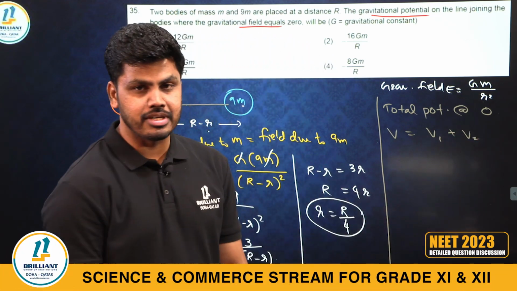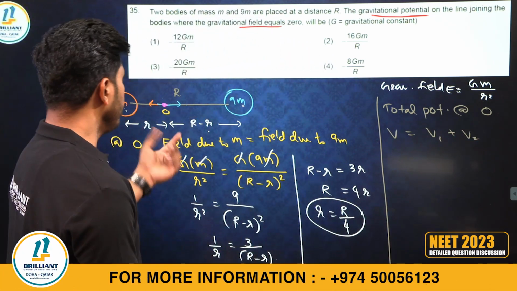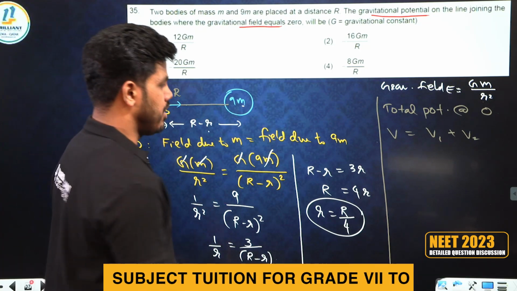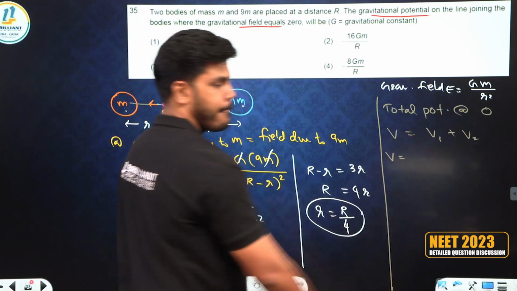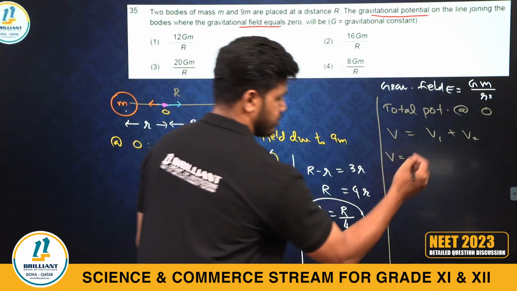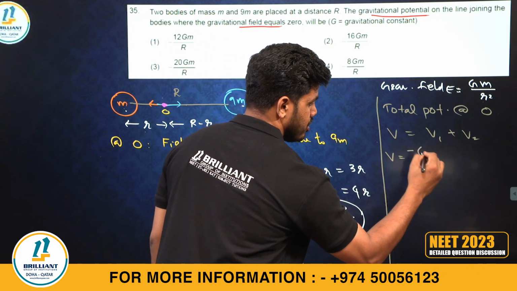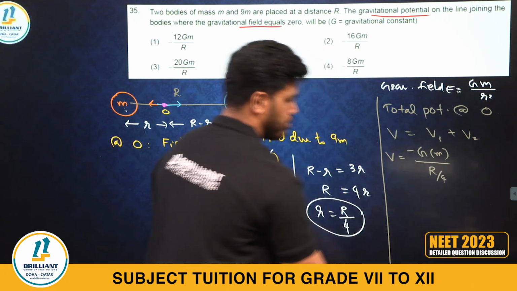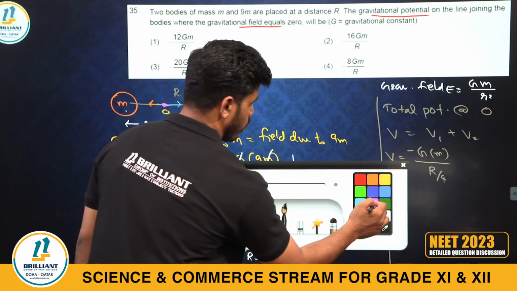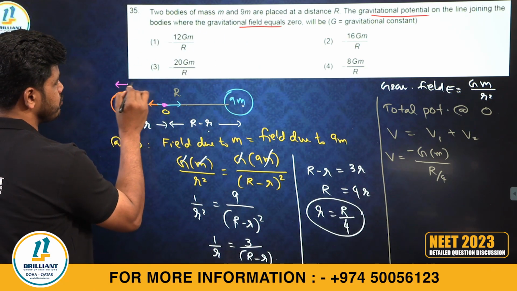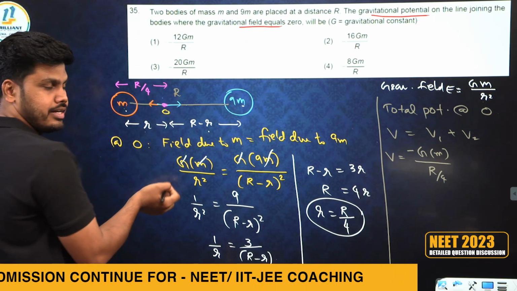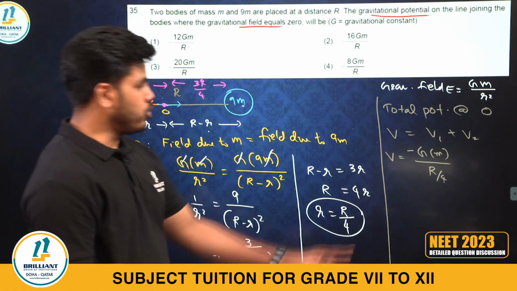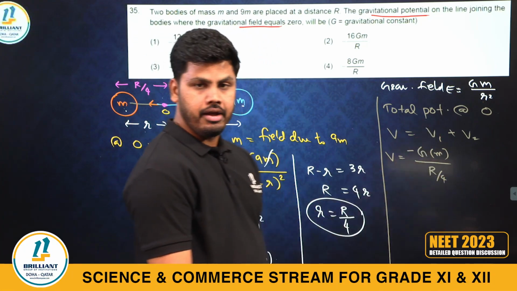How many potentials will be there at the point? 2 potentials. One due to the 9m mass and the other due to the m mass. So we will take the potential expression. The first one, V1, we are going for the small m first, minus Gm divided by R by 4. Now we will use only the capital R value. This is found to be R by 4 already, and the remaining distance is 3R by 4. So the first one, V1, is minus Gm by R by 4.